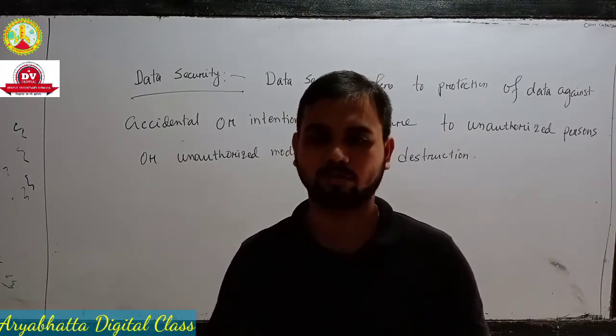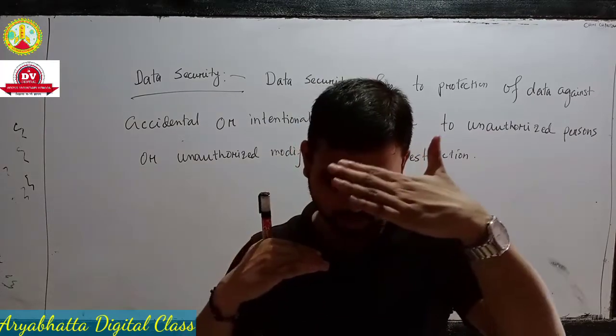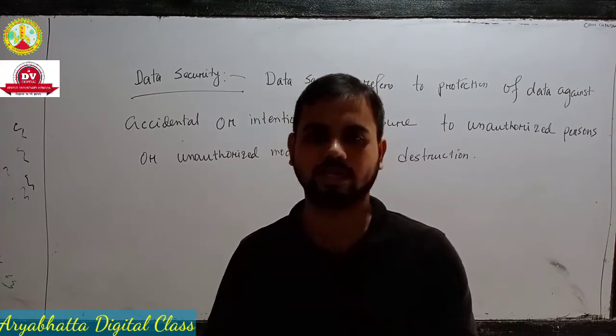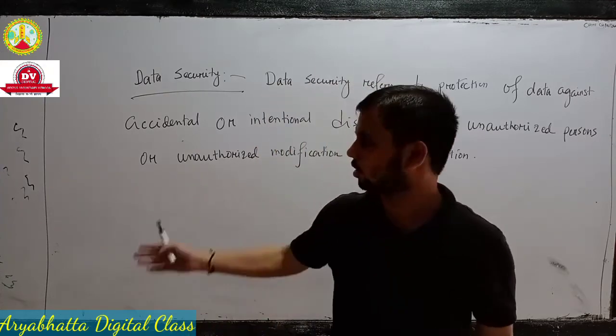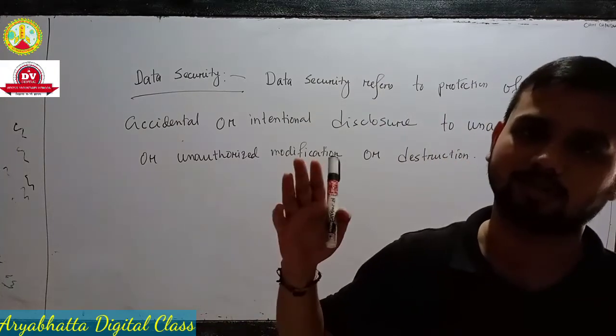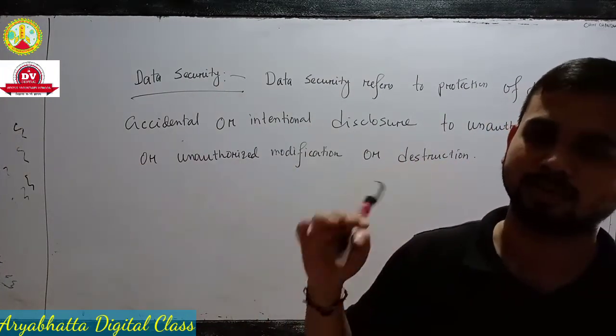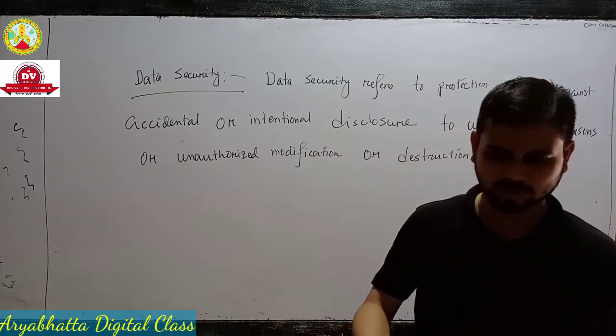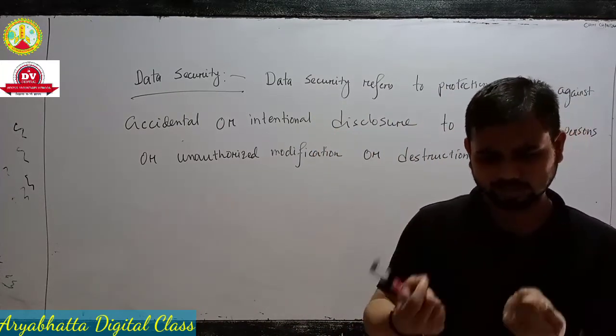If the data security is strong, then privacy of data exists. If data security is not strong, suppose any unauthorized person can access your data by hacking your database, then your privacy of data cannot exist. You understood? That is a very easy concept.